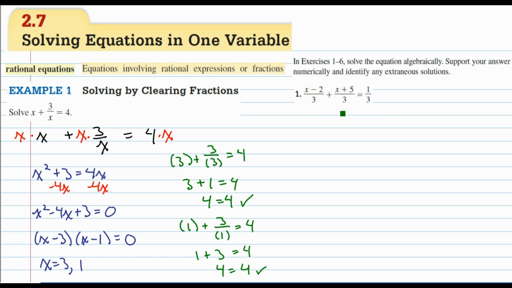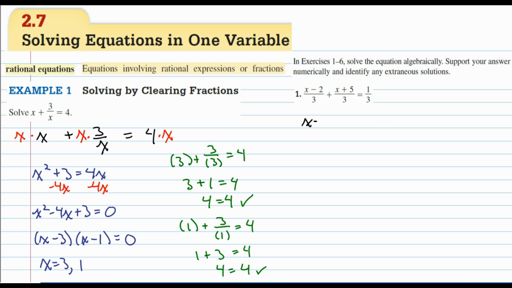We're going to solve this equation algebraically, support our answer numerically, and identify any extraneous solutions. Oh, does that sound familiar? Extra solutions? We have to make sure that we are verifying that each solution we get after we solve is actually a solution. We don't have any extra ones laying in there that are not going to make the left side equal to the right side. So I see a common denominator of 3.